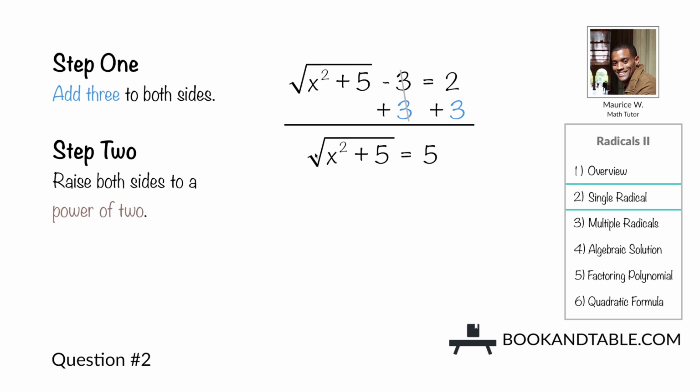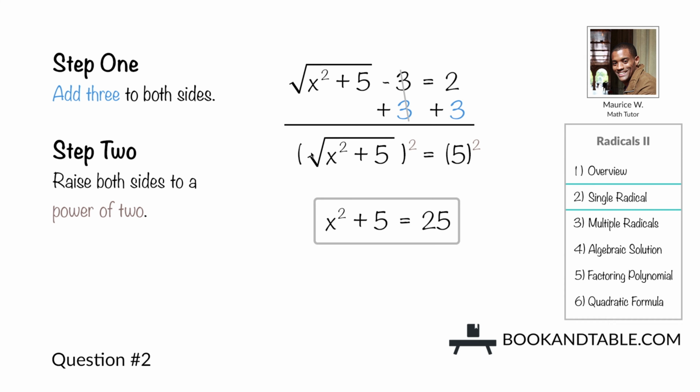Step 2, we want to negate this radical sign by raising both sides to a power of 2. That 2 negates this index of 2. When we do so, the radical sign is removed, leaving us with just x squared plus 5 on the left side. And on the right side, we have 5 squared, which should be equal to 25. So once we remove the radical sign from question number 2, you are left with x squared plus 5 is equal to 25.